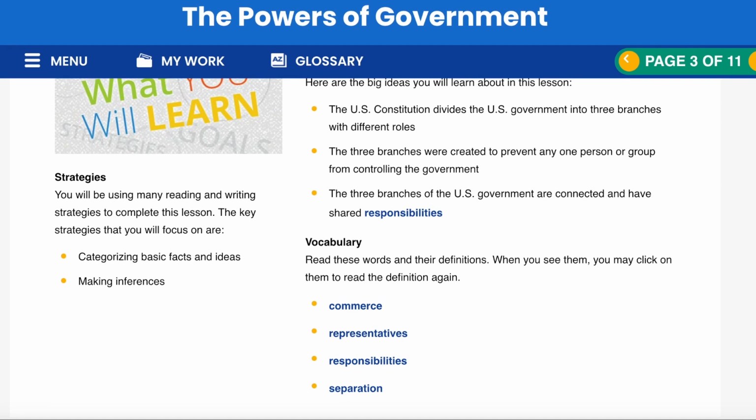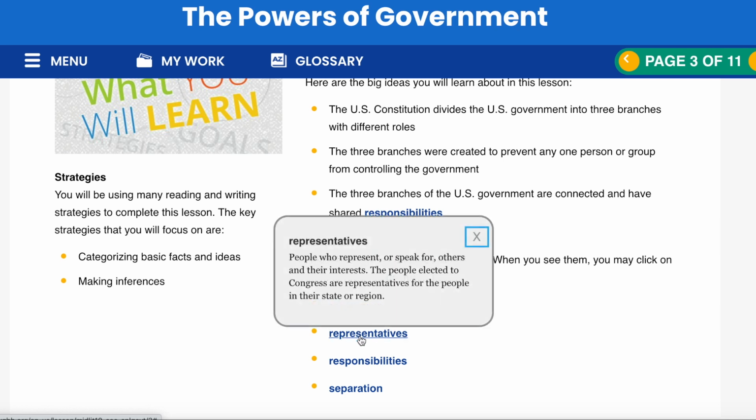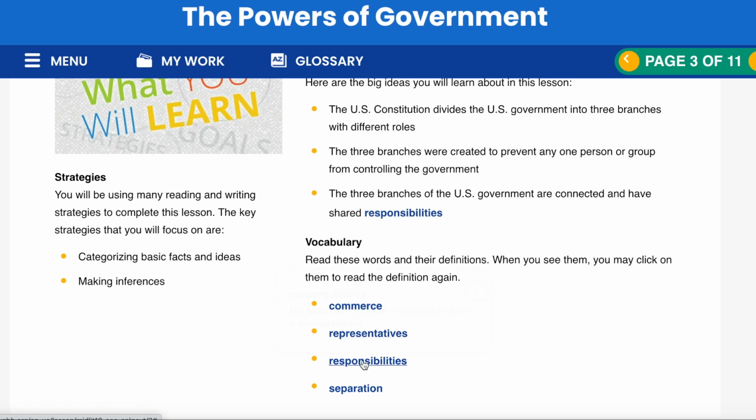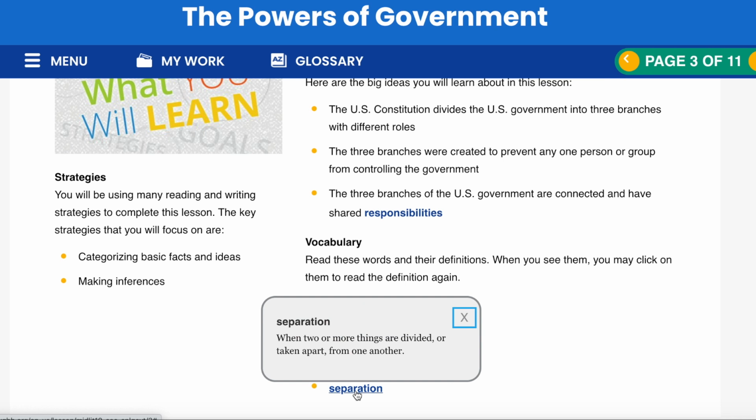Taking a look at the vocabulary word definitions: commerce, representatives, responsibilities, separation. Commerce is the exchange or the trade of goods and services. Representatives are people who represent or speak for others and their interests. The people elected into Congress are representatives for the people in their state or region. Responsibilities are the tasks that someone is expected to do or is accountable for. Separation is when 2 or more things are divided or taken apart from one another.